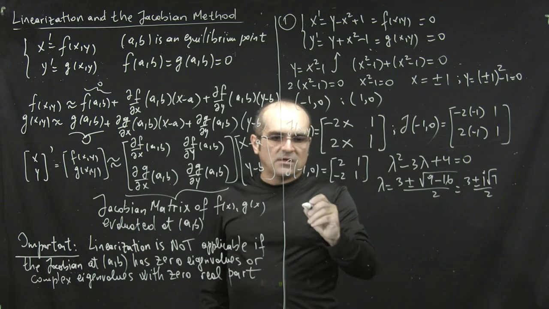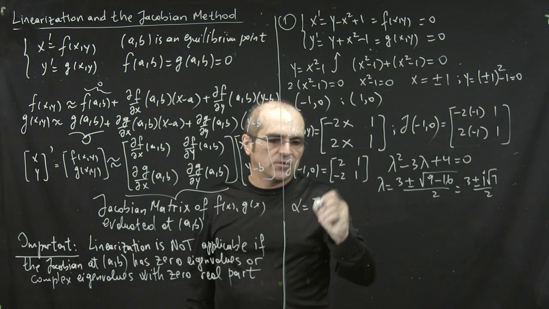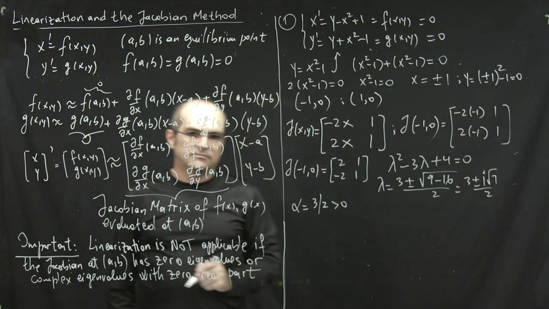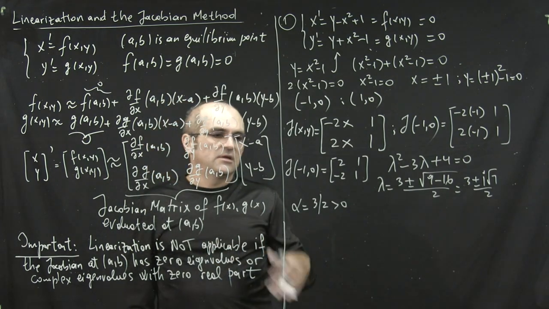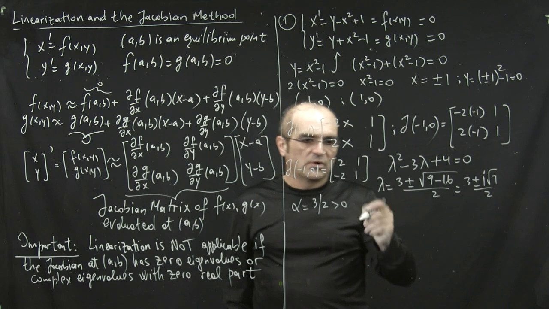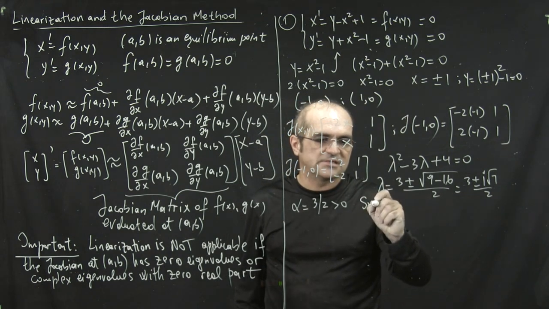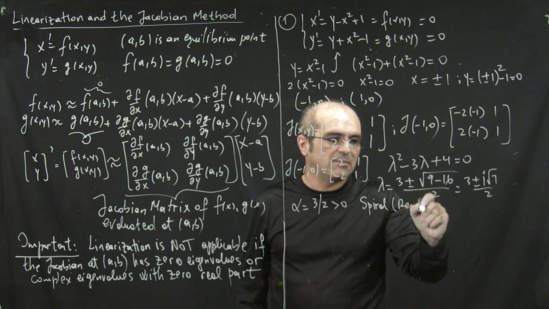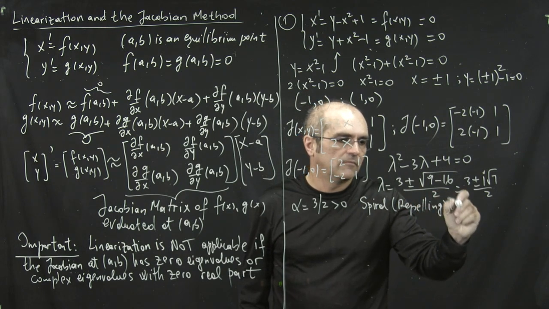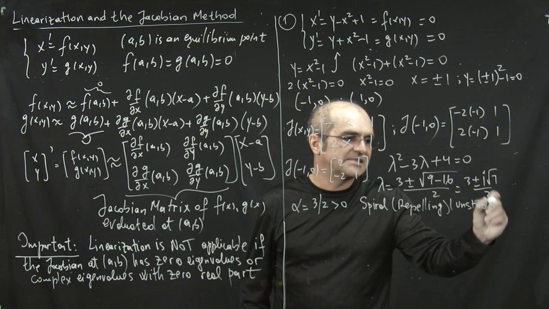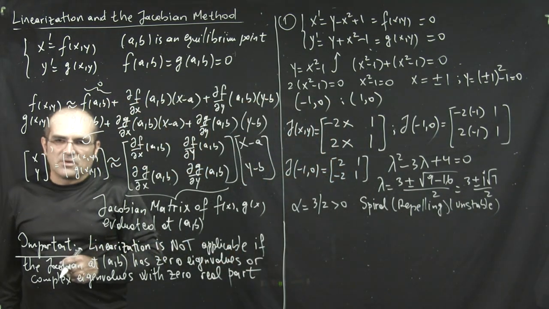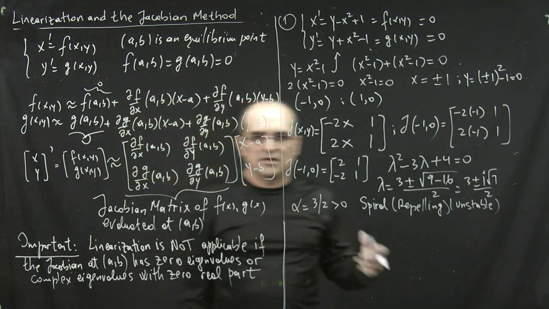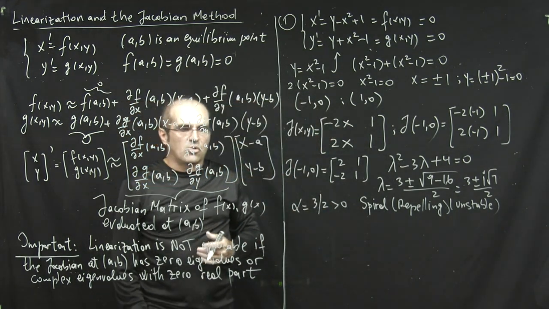So complex eigenvalues with the real part strictly positive. The linearization works because it's not 0, right? Alpha strictly positive. If you look at the classification, it means that this is a spiral, a repelling spiral, right? An unstable spiral. Whatever you want to call it. Unstable repelling spiral. So again, we're going to run this example, just make sure you check the last part when I run these examples with the plotter.